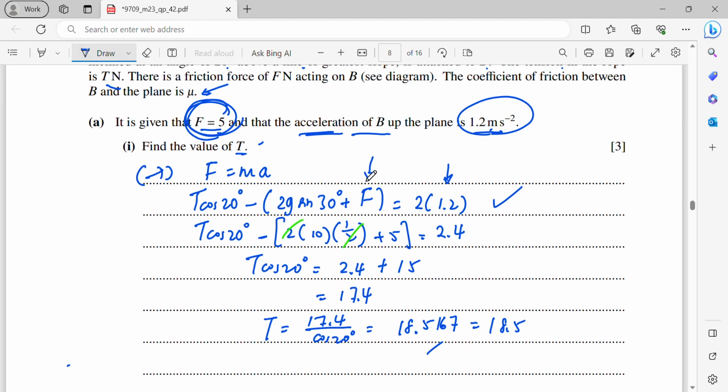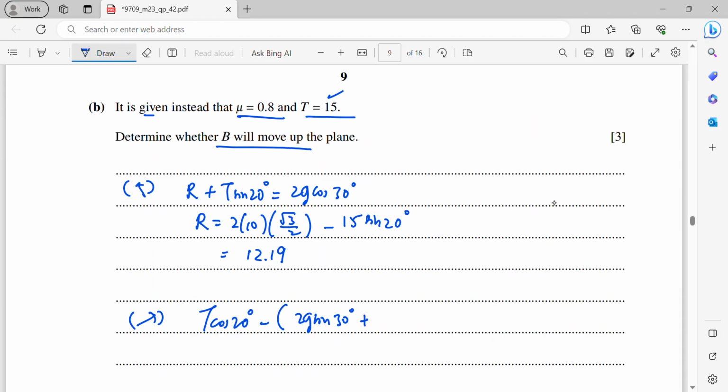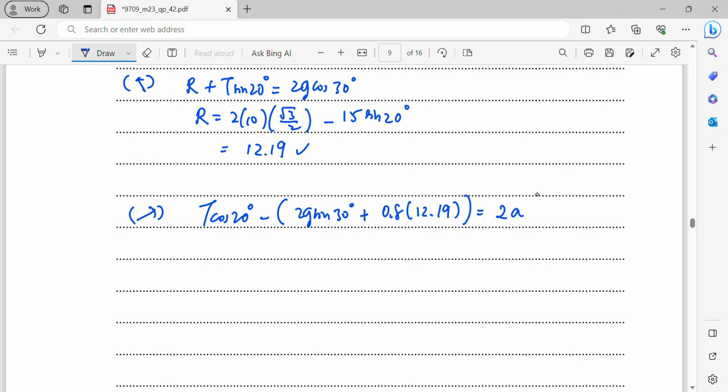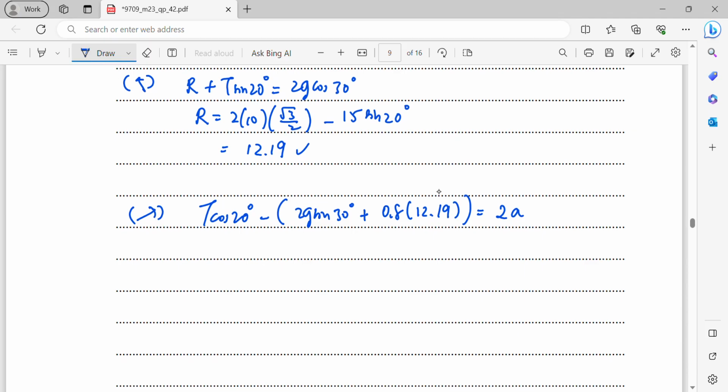The F here I will change to mu R, because this is the frictional force. And then now I will write mu, 0.8, and then this is the R, 12.19, then equals 2A. Now, the T is given just now. T is 15. Probably here I will just write mu R, otherwise you will be confused later on where to get the values. So here, mu R.